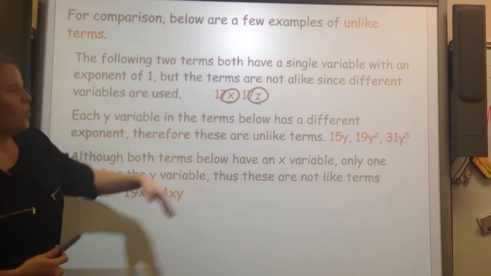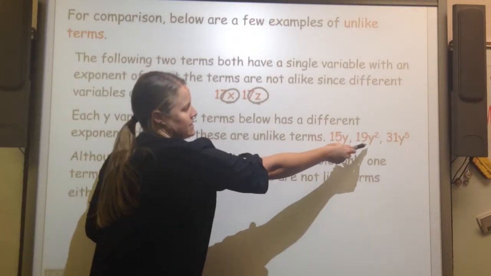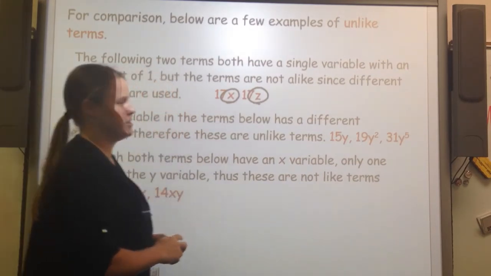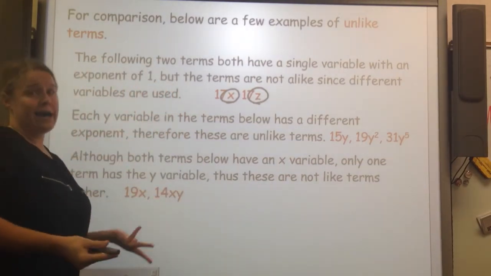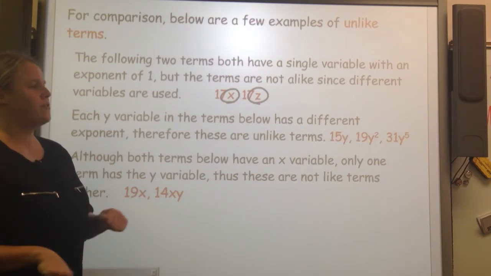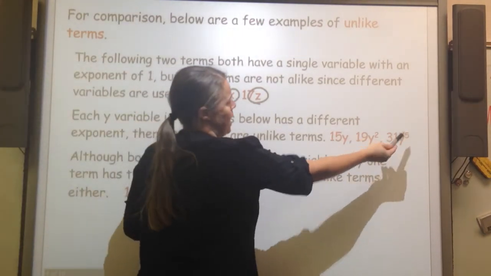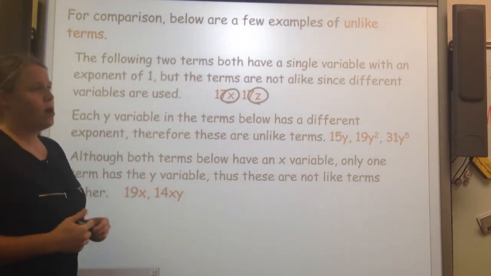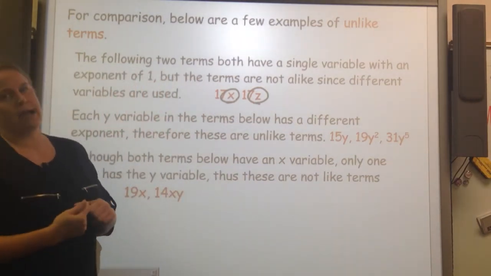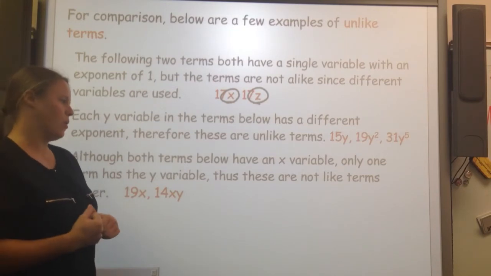This next one, we have 15y, 19y squared, 31y to the fifth power. They're all y's, but they all have different exponential powers. This one has a power of 1, power of 2, power of 5. Since they're not all the same, we cannot add or subtract them. They have to have the same power.